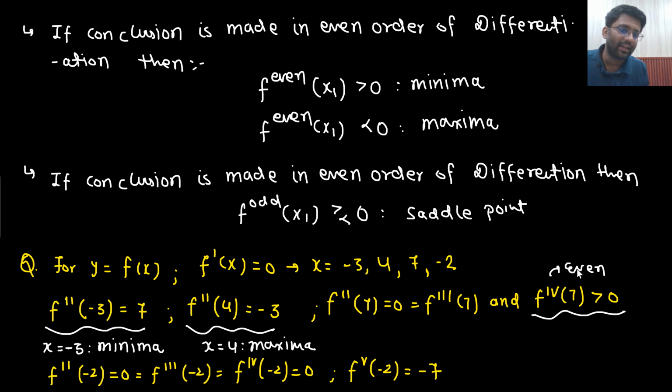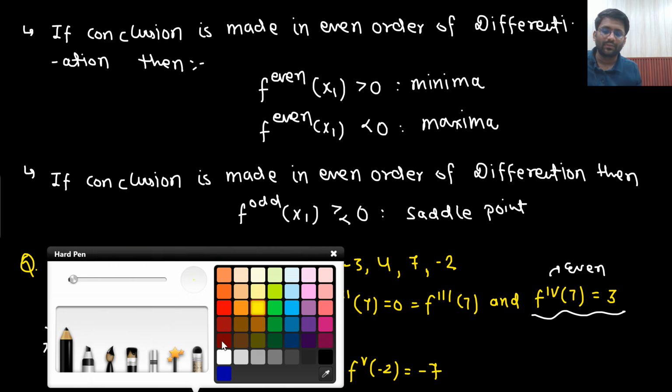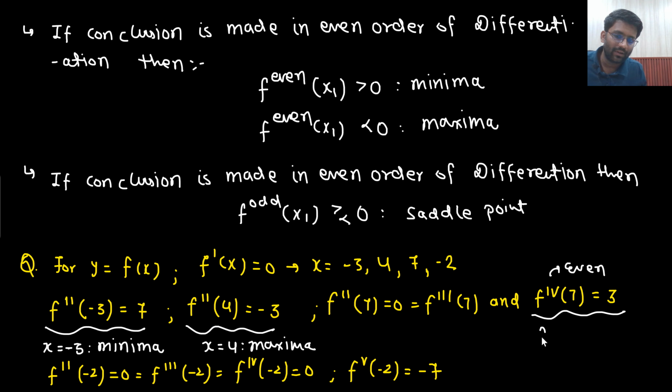That means I will give the answer as per the double differentiation only. Still if it is greater than 0, or here I could have written some value. Okay, let's write down this value as 3. So since it is greater than 0, x equals to 7 will be a point of minima.